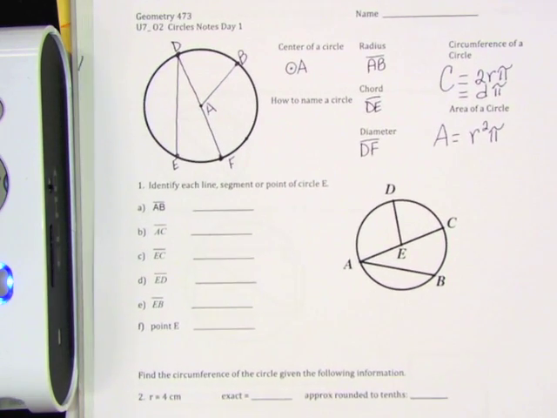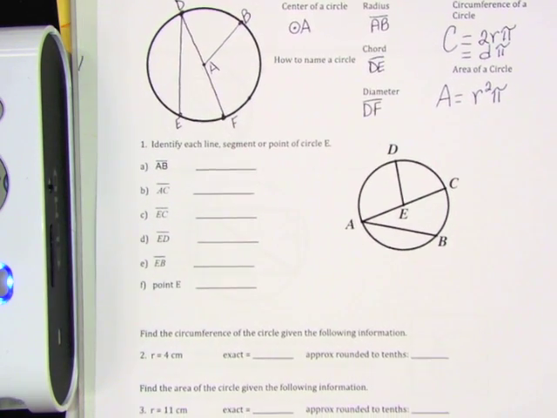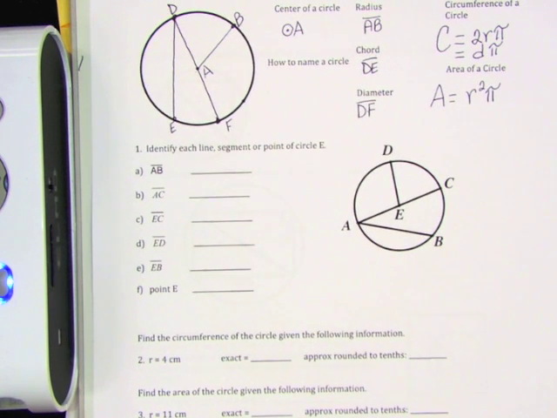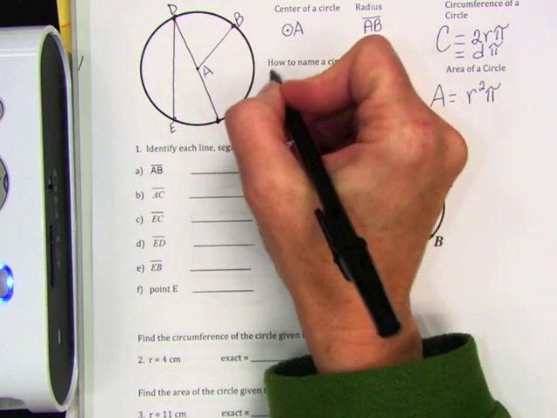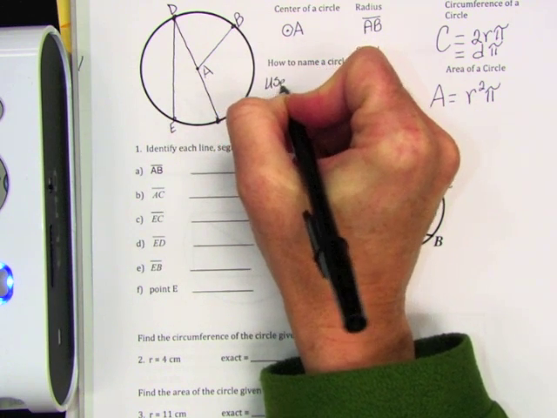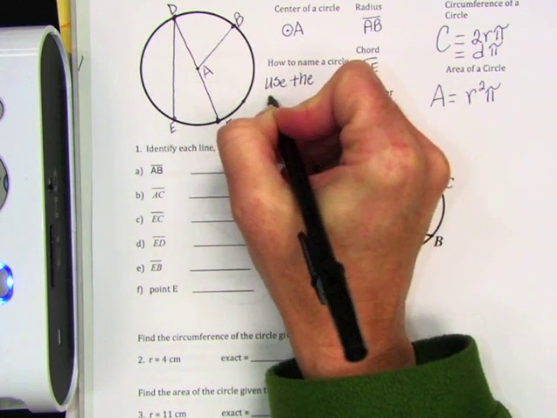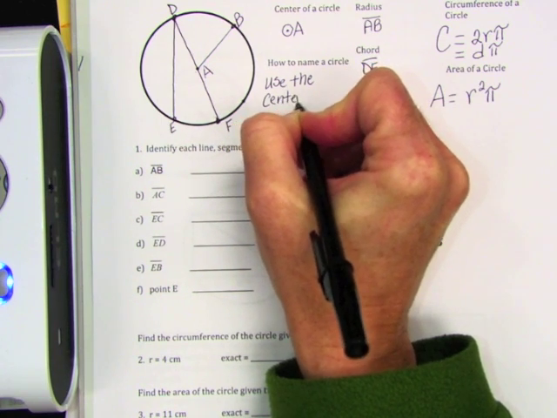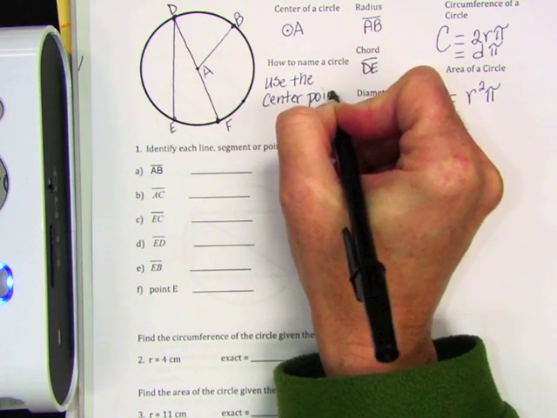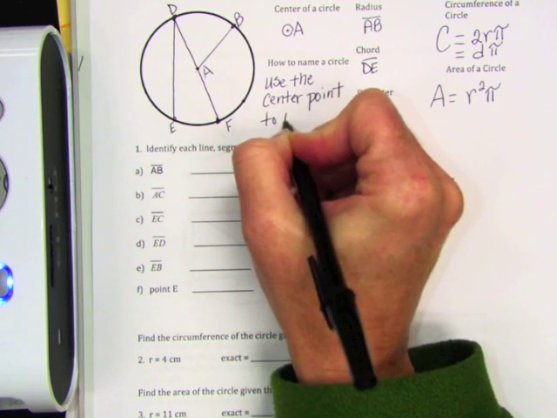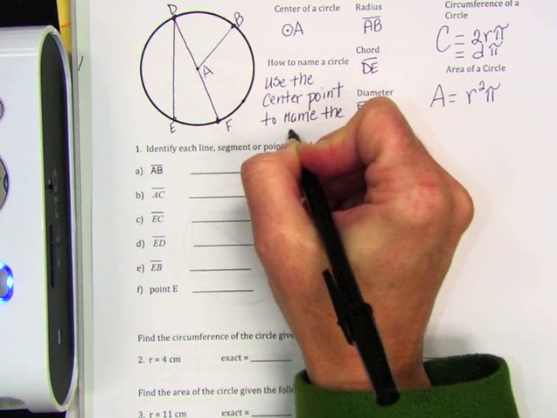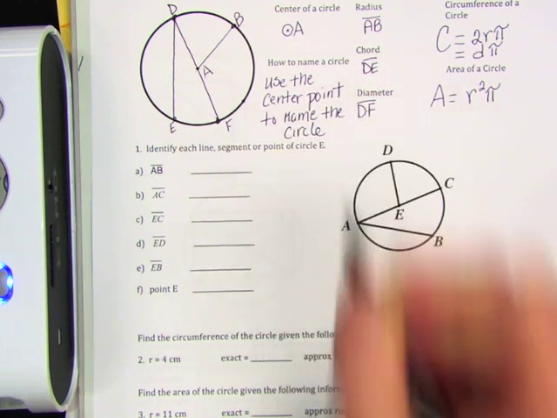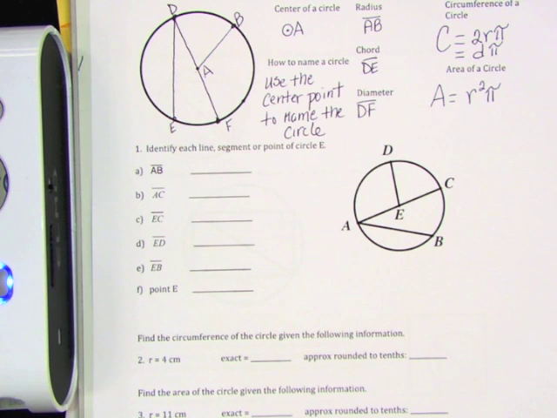All right, so let's practice in this circle, identifying each part of the circle. The name of the circle is circle E. So back up here, how do we name a circle? We use the center point to name the circle.